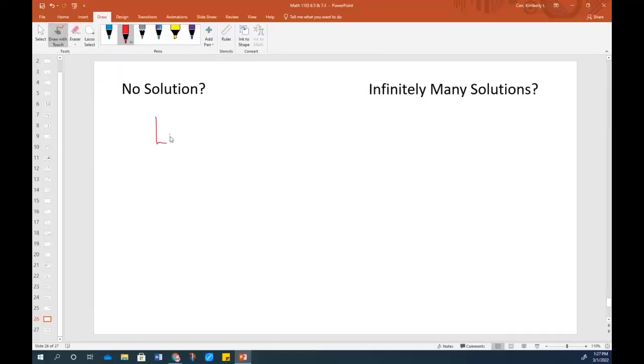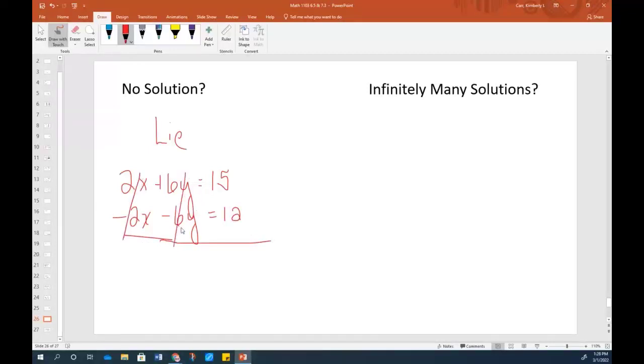If you're solving it and what's left is just a lie, like maybe you had 2x plus 6y equals 15 and negative 2x minus 6y equals 12. Well, when you add these equations, both of your letters disappear, so you're left with 0 equals 27. That is a lie. That one is no solution. Okay, that means those lines would have been parallel if I graphed them.